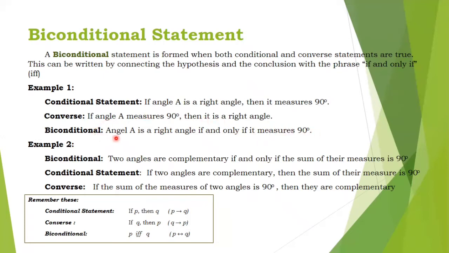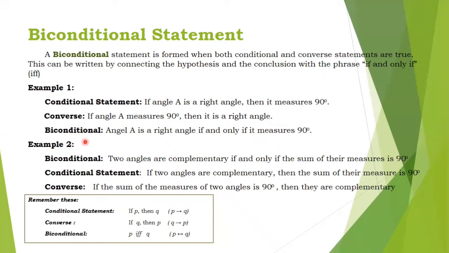So the biconditional statement for this will be, angle A is a right angle. So here it is. Angle A is a right angle. That's our hypothesis. Angle A is a right angle if and only if it measures 90 degrees. So see, very easy, diba? So let's take example 2.